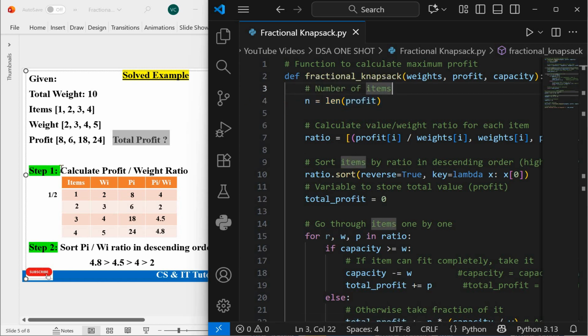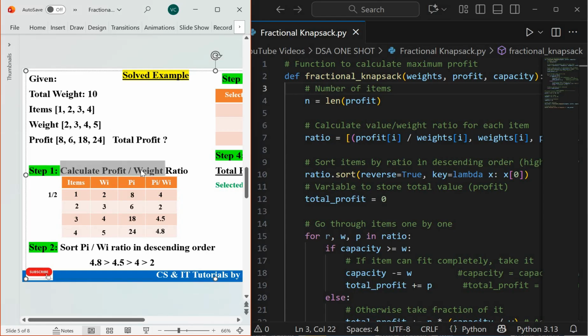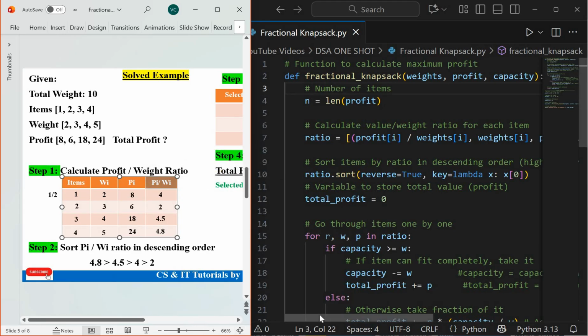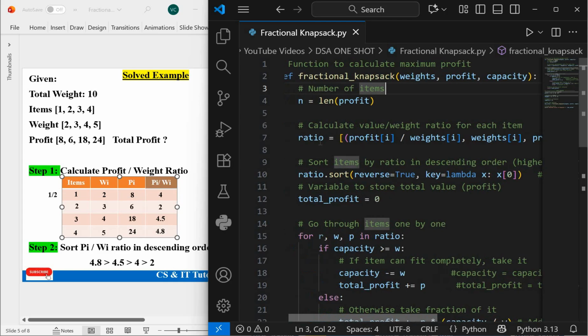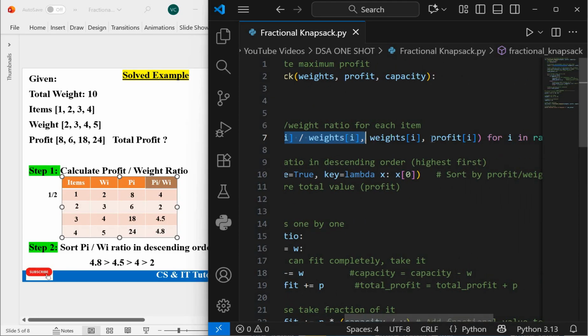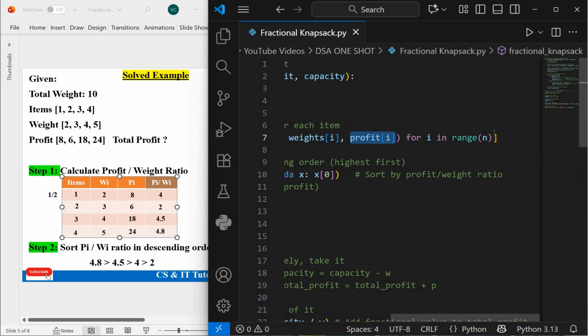Now see here, as per the solved example, our first step is to calculate the profit weight ratio. So we are generating this kind of table here: items, weight, profit and profit weight ratio. Similarly, in programming we are calculating the profit weight ratio. See here, the ratio list is given and the formula is profit divided by weight. So we consider the values from the weight list and profit list, which is our given data, and we are calculating the profit ratio for all the items.